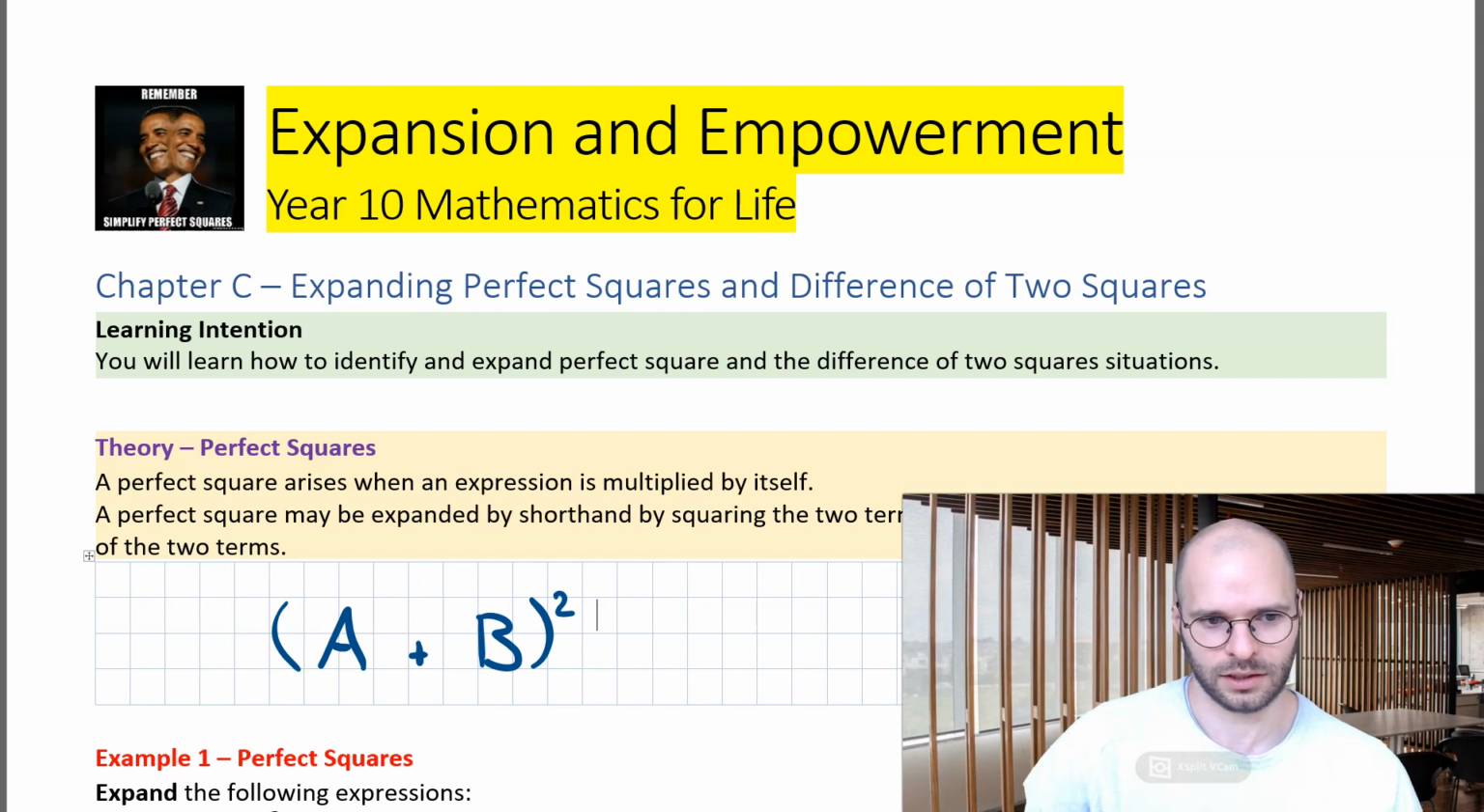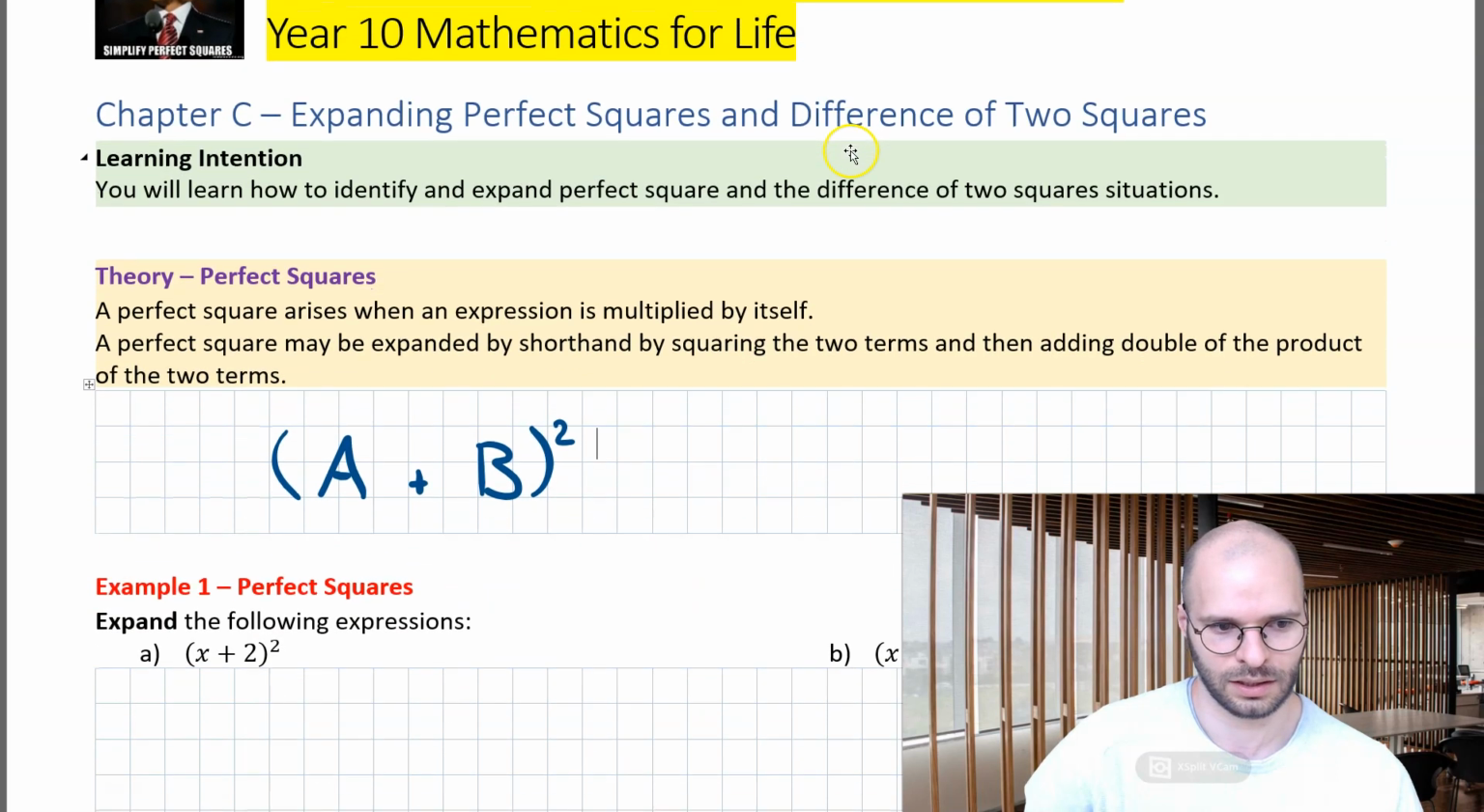Welcome back to this video series on the topic of expansion and empowerment. Chapter C, Expanding Perfect Squares and Difference of Two Squares Situations. In this lesson, you'll learn how to identify and expand perfect square and difference of two square situations.